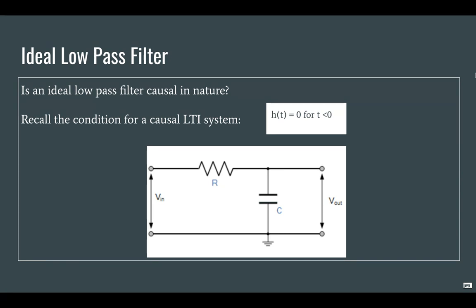Well, it's actually pretty simple. We can solve for the impulse response of an ideal low-pass filter. When you solve for the impulse response, you'll actually see that the impulse response extends all the way to negative infinity. Therefore, it does not satisfy the condition, and it is not causal in nature. So, we actually cannot implement an ideal low-pass filter in real life.